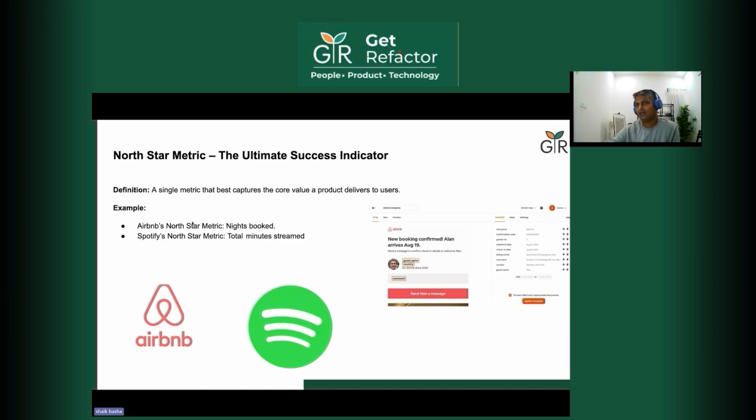A single metric that best captures the core value a product delivers to users. Suppose you take Airbnb, the North Star metric is nights booked. How many nights got booked? So what is happening here? The number of nights booked.